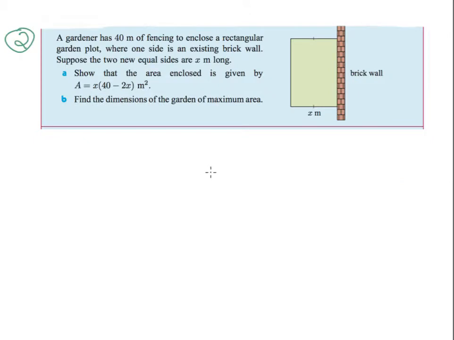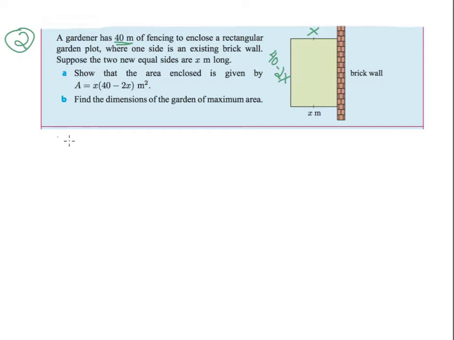Example 2. A garden has 40 meters of fencing to enclose a rectangular garden plot, with one side of the box being an existing brick wall. Suppose that the 2 new sides are x length. Okay, so I got this is x, so the other side is x. And then if I have a total of 40, this side must be 40 minus the 2 x's I've already used. Show that the area enclosed is this formula.